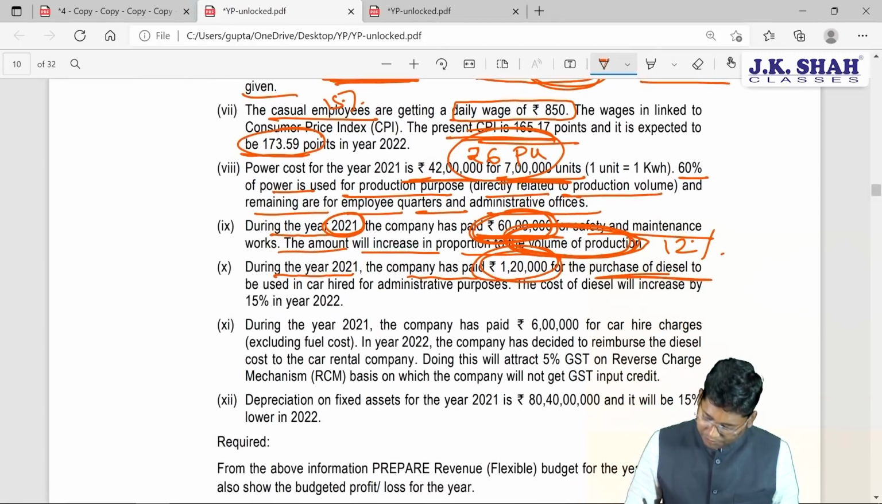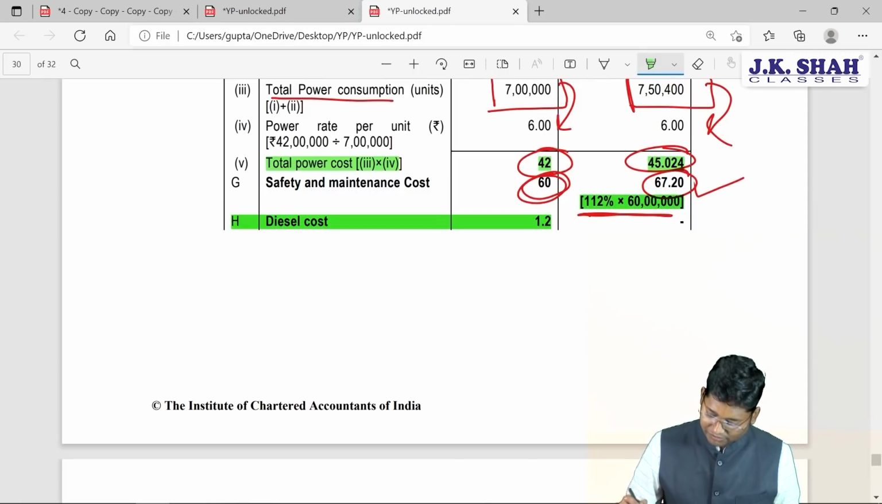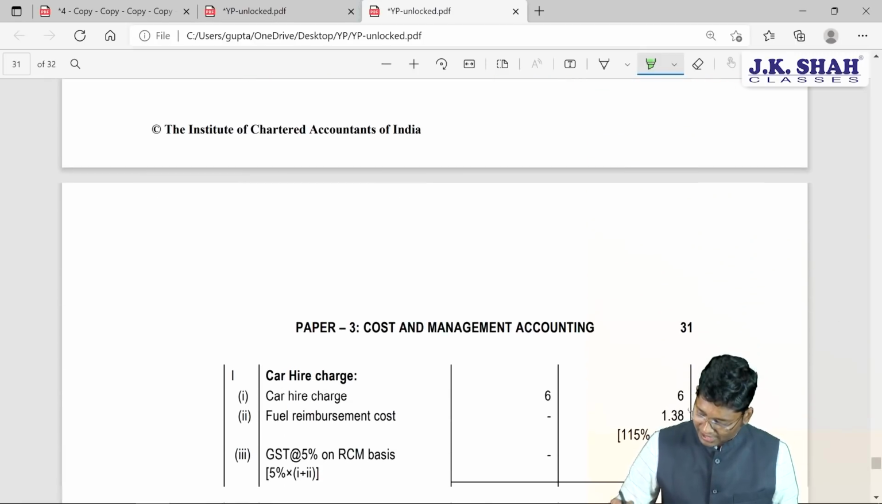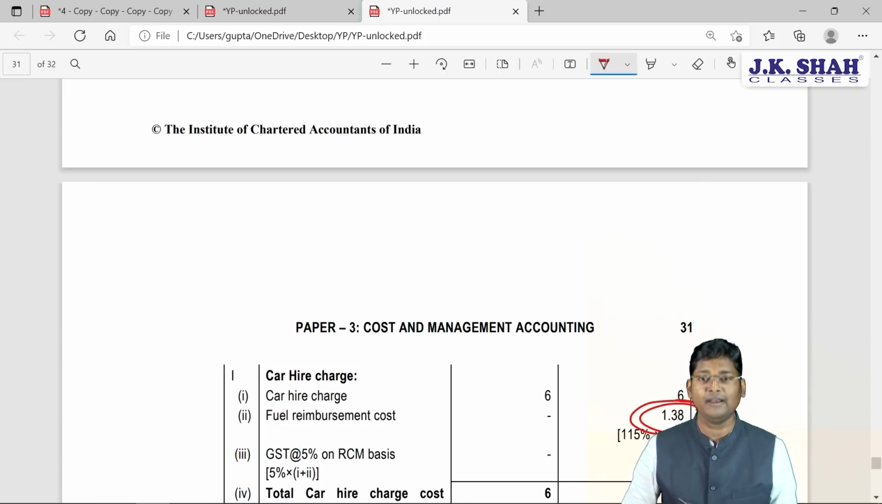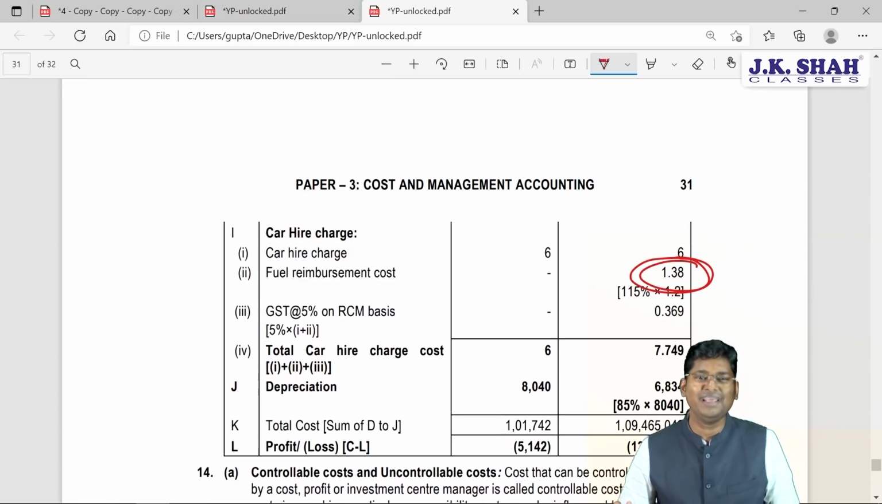If you read the next point, diesel cost is also given. It is 1,20,000. Again, it is expected to increase by 15%. So first diesel cost is 1.2, that is 1,20,000, and when it increases by 15%, your 1,20,000 plus 15% will become 1,38,000, and that amount is also recorded here. They have just shown it separately.